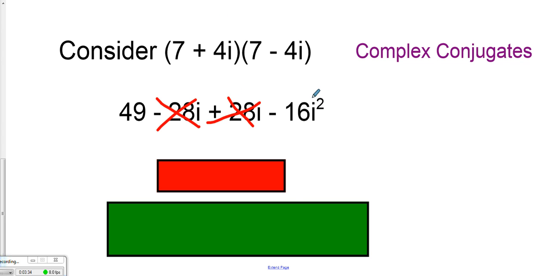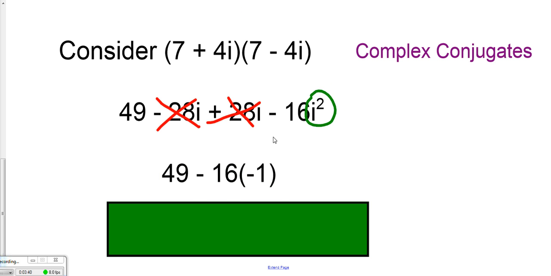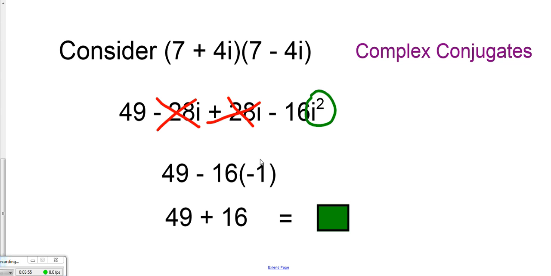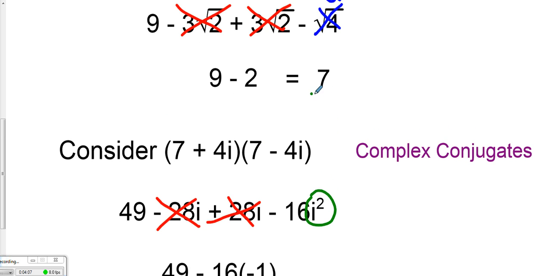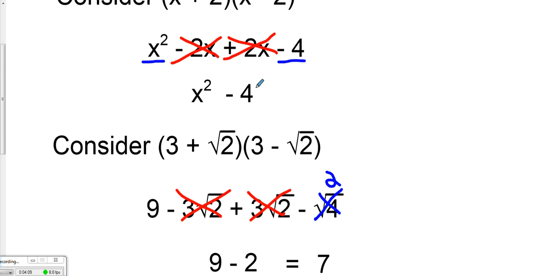Now, this i squared becomes a negative 1. So 49 minus 16 times, not times i squared, times negative 1. And minus 16 times negative 1 is like saying minus a negative 16, which is plus 16. So we can get this to 65. So notice in all three of these, we were able to knock out some of our terms. We basically eliminated them.